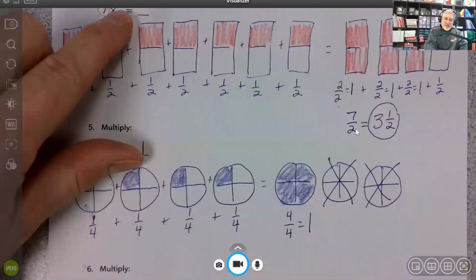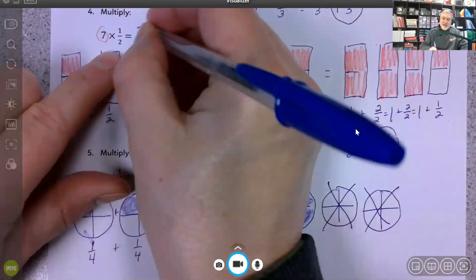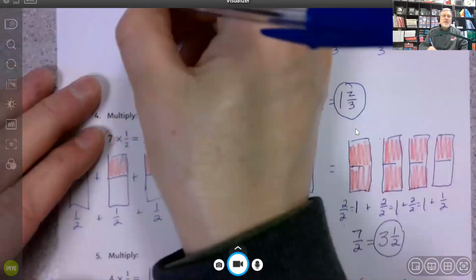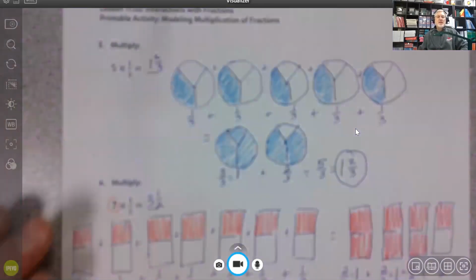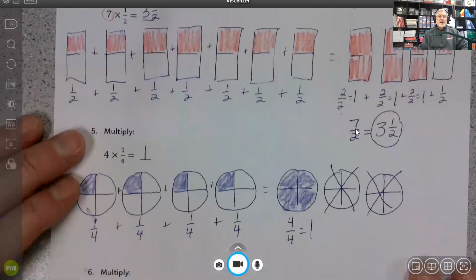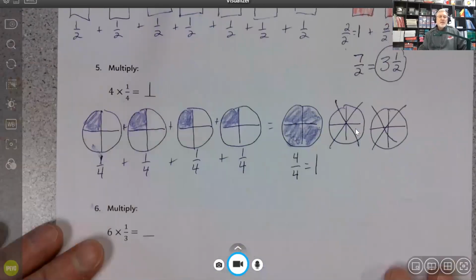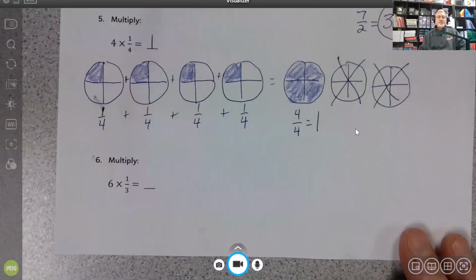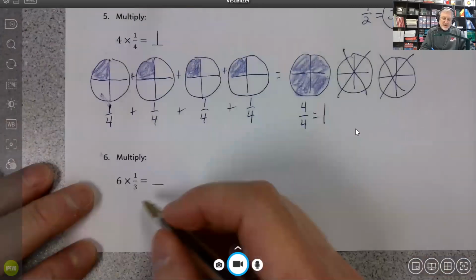Need to go back up here and write 3 1/2. And up here and write 2, 1 2/3. Okay. 1 2/3. So 3 1/2. Okay, we have one more left. We have 6 times 1/3. Okay, and I'm going to do rectangles.